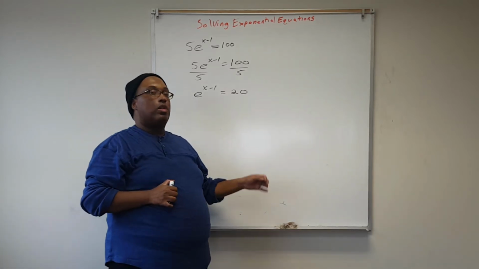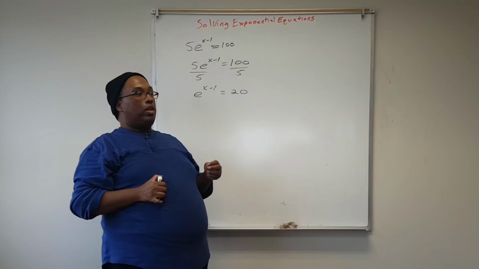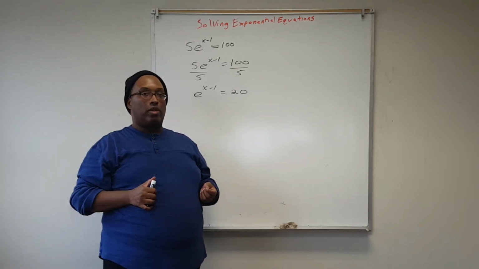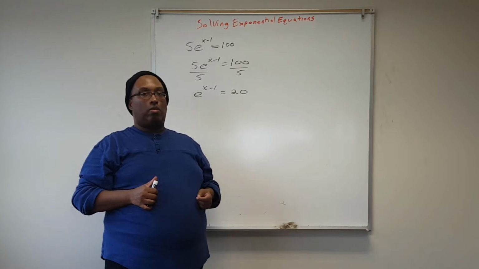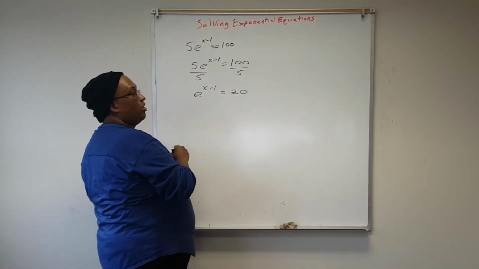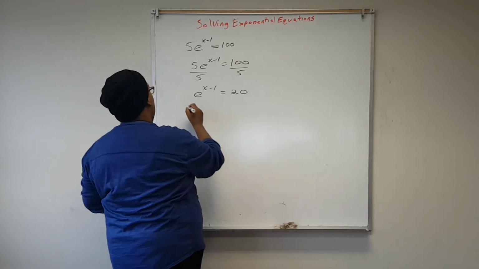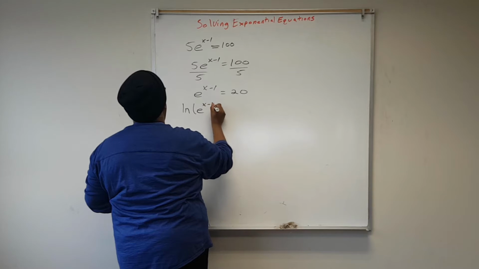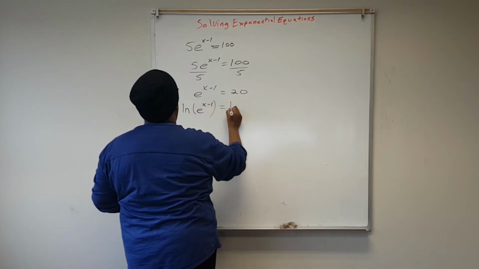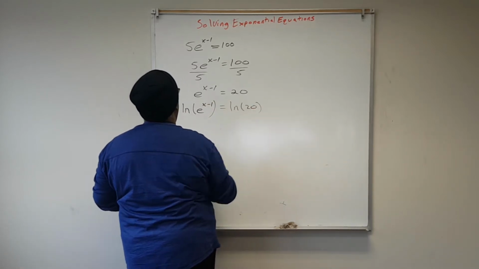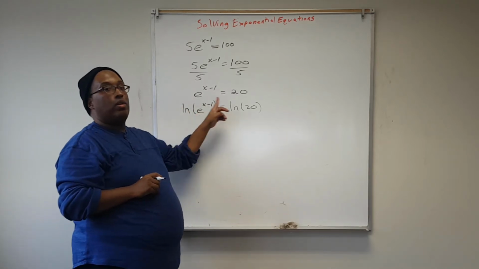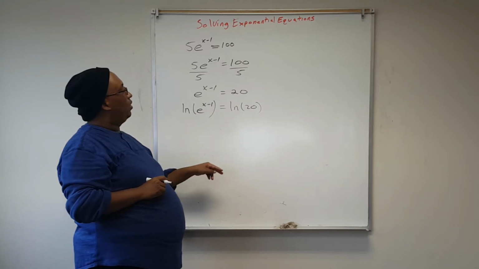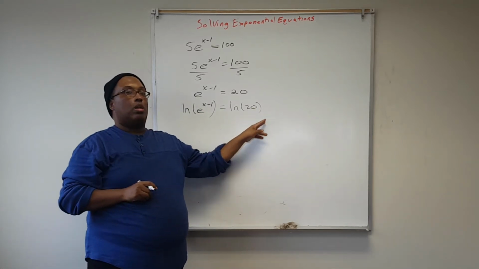e is called the natural number. So in order to solve this problem, we need to use logarithms, but we need to use a special logarithm called the natural logarithm. And we take the natural logarithm of both sides. Whatever you do to one side, you have to do to the other. The natural log of e to the x minus 1 equals the natural log of 20.